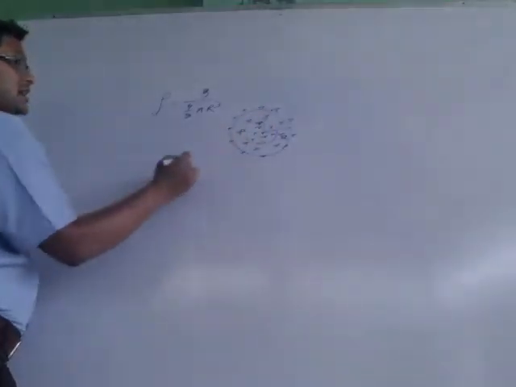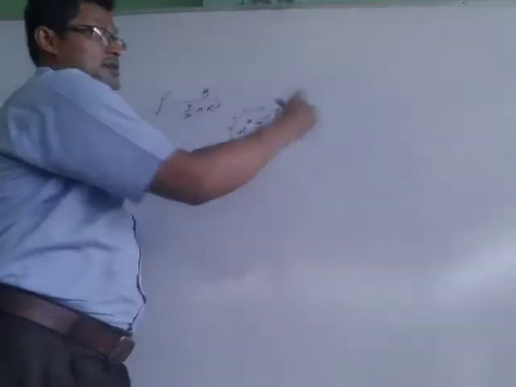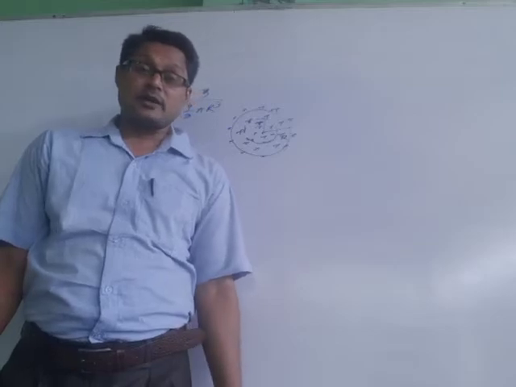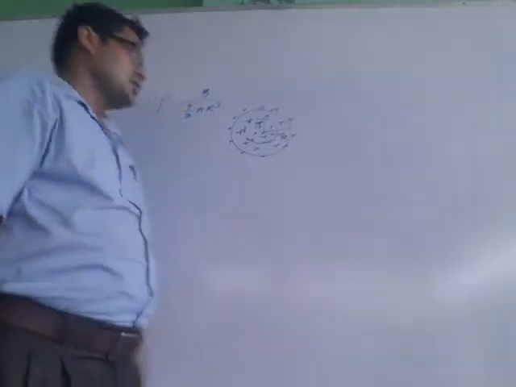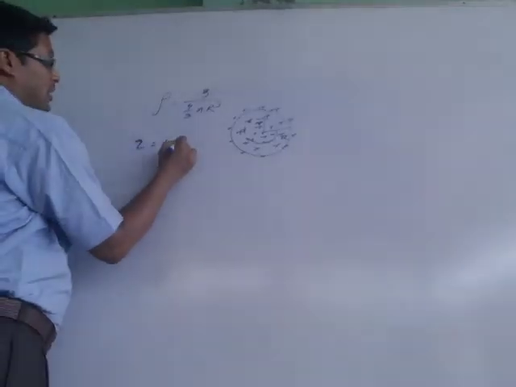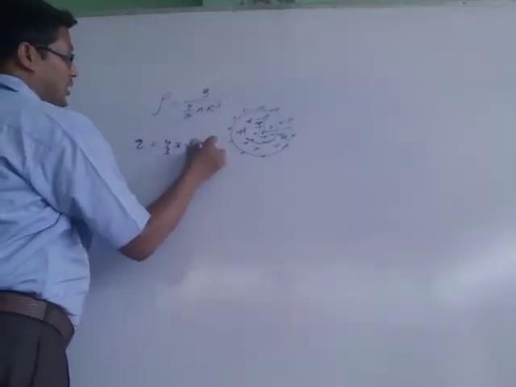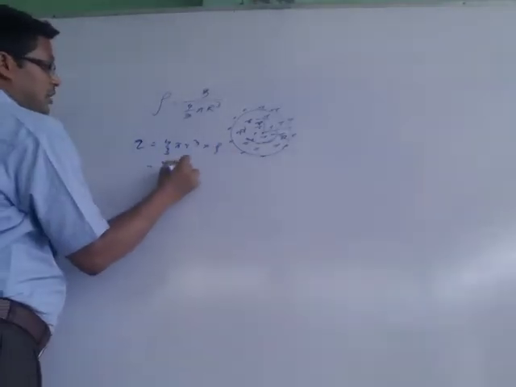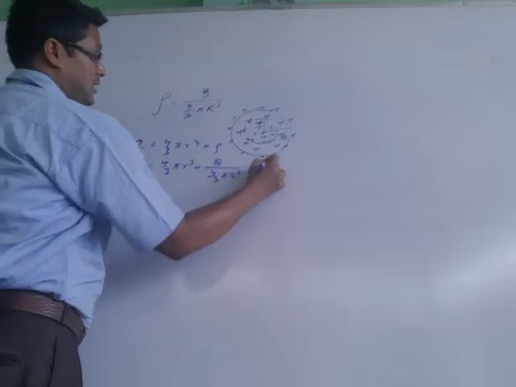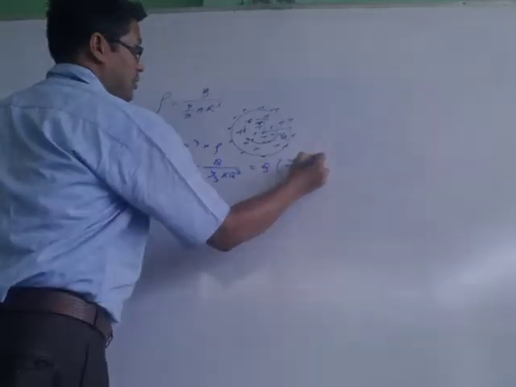Then what is the charge enclosed by the Gaussian surface? The Gaussian surface must be a spherical Gaussian surface, a concentric spherical surface. So what is the charge enclosed by this surface? That is 4/3 pi small r cube into rho, that is 4/3 pi small r cube into q by 4/3 pi capital R cube, that is q into (small r by capital R) whole cube.